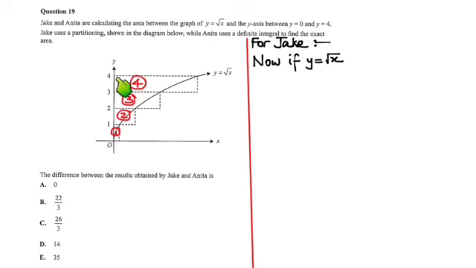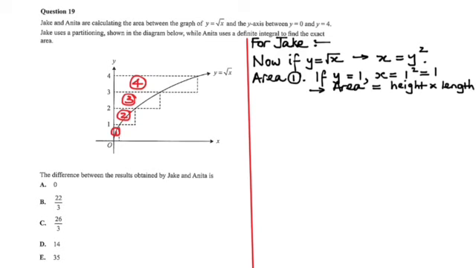Alright, all of the widths are 1, so that's not a problem, but we need to work out these distances here in every case for each of those 4 areas. So we know that if y equals root x, therefore x will be y squared. Okay, so area 1, if y equals 1, we know that x will be 1 squared, which is 1, and therefore the area is the height times the length, which is 1 times 1, which gets us 1.